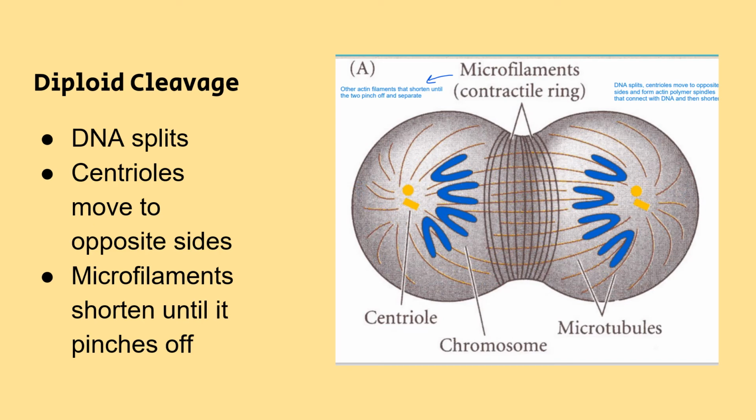So for that diploid cleavage, here is just a picture explaining the process. We know your DNA is going to split to opposite sides, and then your centrioles are going to move to the opposite sides too. And then you have these microfilaments in the middle, and they're just going to shorten until they pinch off, and you have those two identical diploid cells.